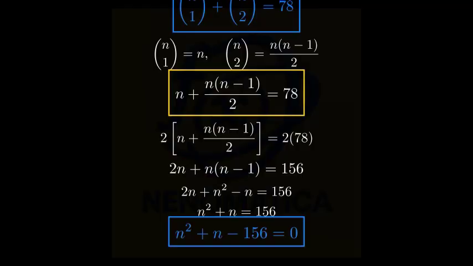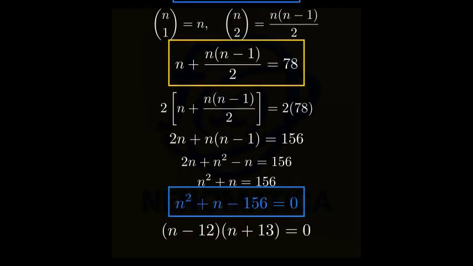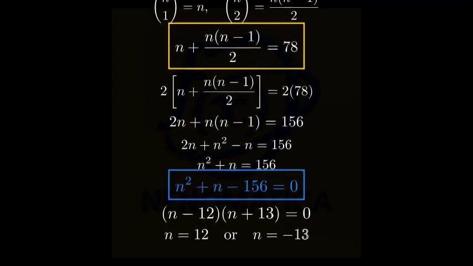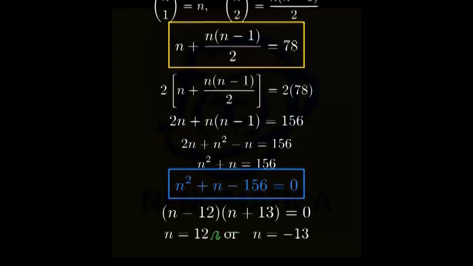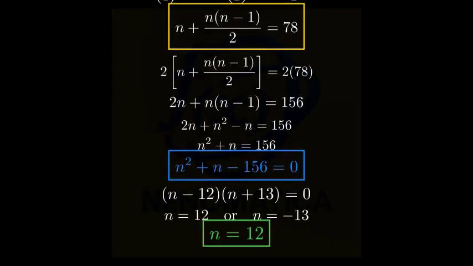Step 3. Let's factor the quadratic. We get (n minus 12) times (n plus 13) equals 0. Therefore, n equals 12 or n equals negative 13. Since n counts terms and must be positive, we take n equals 12.